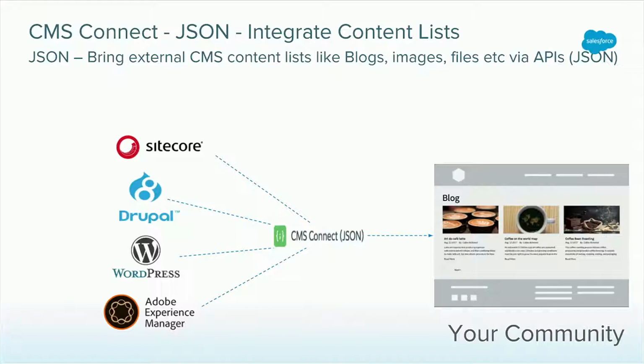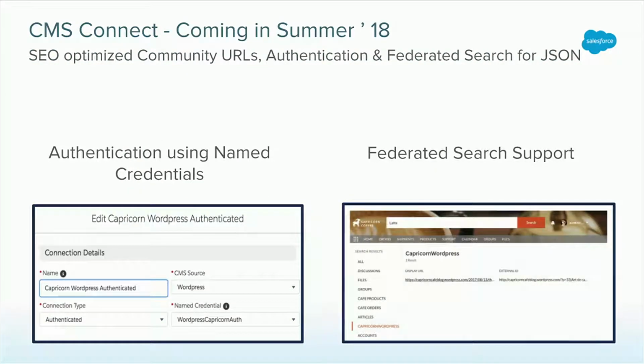As long as your CMS system supports JSON APIs that can bring you a structured JSON payload, you can very well use CMS Connect JSON and bring your list of blogs, content, and articles, everything, into your Salesforce community. So as I said, CMS Connect doesn't come alone. It comes with many rich features within it.